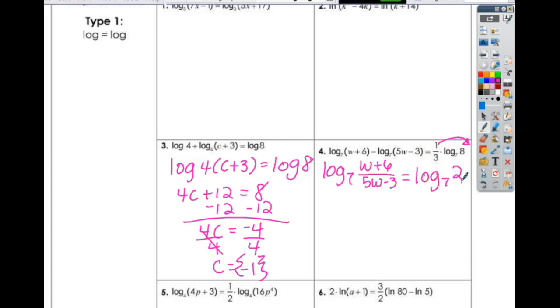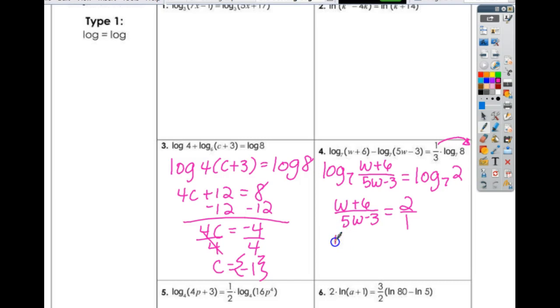So now I can set this equal to this. So I'm going to have (w plus 6) over (5w minus 3) equals 2, and I'm going to put a 1 under it. And so we would cross multiply and solve. Does anybody need me to cross multiply and solve? Oh, yeah. Okay.